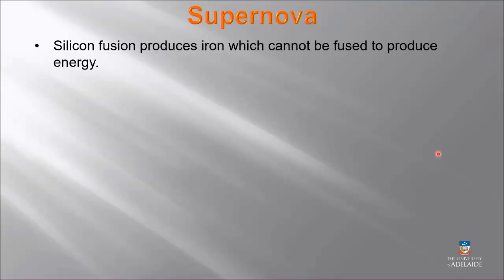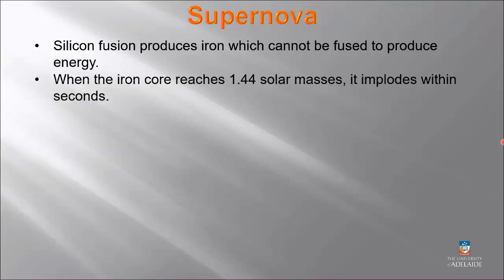So silicon fusion produces iron, which cannot be fused to produce any energy. And when the iron core reaches about 1.4 solar masses, it gets to that critical mass where it can no longer support its own weight. And it implodes within a second. So the entire iron core collapses down to nuclear density in about a second. So that's like the entire iron core becomes about the size of Adelaide.